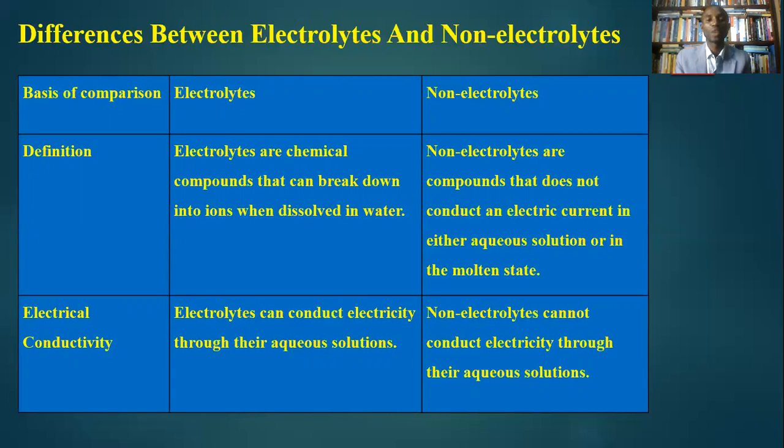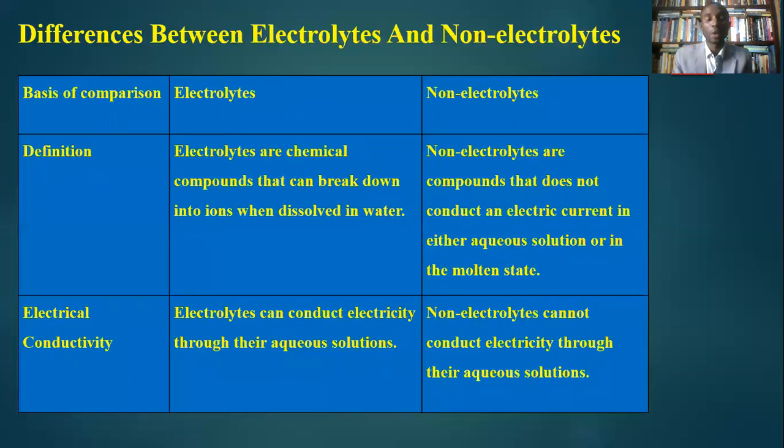Definition: electrolytes are chemical compounds that can break down into ions when dissolved in water. But non-electrolytes are compounds that do not conduct electric current, either in aqueous solution or in molten form. That is it. You can use their definition to compare them.